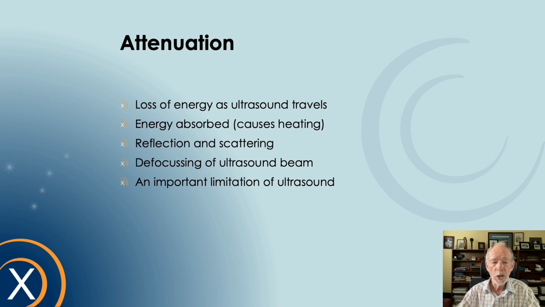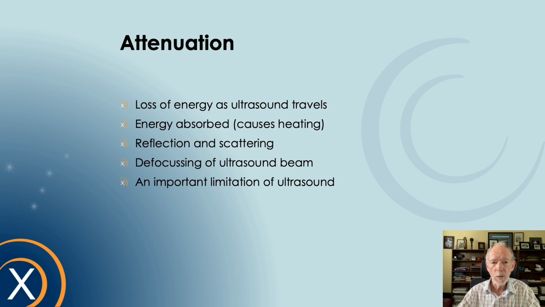So the term attenuation refers to the progressive loss of energy as the ultrasound travels through the tissues. There are several causes of attenuation, but the most important usually is the absorption of some of the ultrasound energy by the tissue. So as the ultrasound wave is traveling, some of its energy is taken from it and it remains in the tissues in the form of heat. This, of course, causes heating of the tissues, which will be one of the things we'll look at when we talk about the safety of ultrasound later.